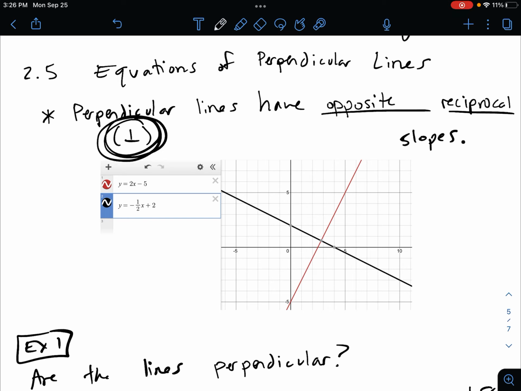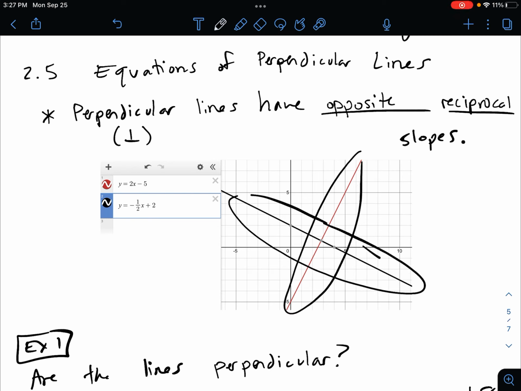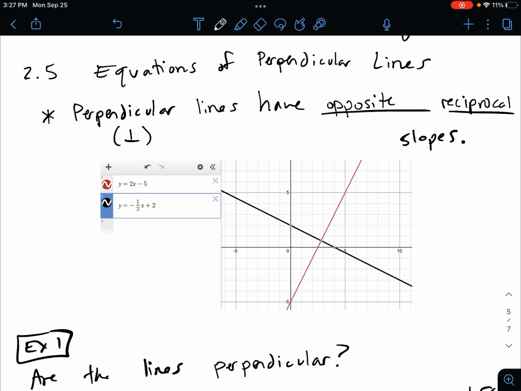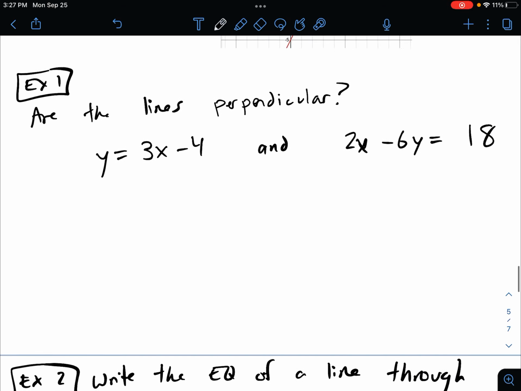right? Now you'll see this symbol is like an upside down capital T. That upside down capital T symbol means perpendicular, all right? So whenever you see that, think perpendicular. Here we can see that the red line and the black line are perpendicular because they have opposite reciprocal slopes, right? So this would be a right angle there. Those are perpendicular. Notice the red line has a slope of 2. The black line has a slope of -1/2. So notice the positive 2 becomes a negative, and the 2, which is like 2 over 1, becomes 1 over 2 when we take the reciprocal. So those are perpendicular lines because they have opposite reciprocal slopes.